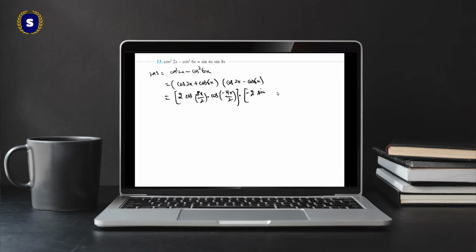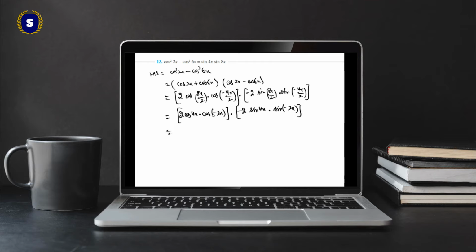sin a plus b divided by 2, that is 8x divided by 2, into sin a minus b divided by 2, that is minus 4x by 2. Okay. So here we will get 2 cos 4x cos minus 2x into minus 2 sine 4x into sine minus 2x.